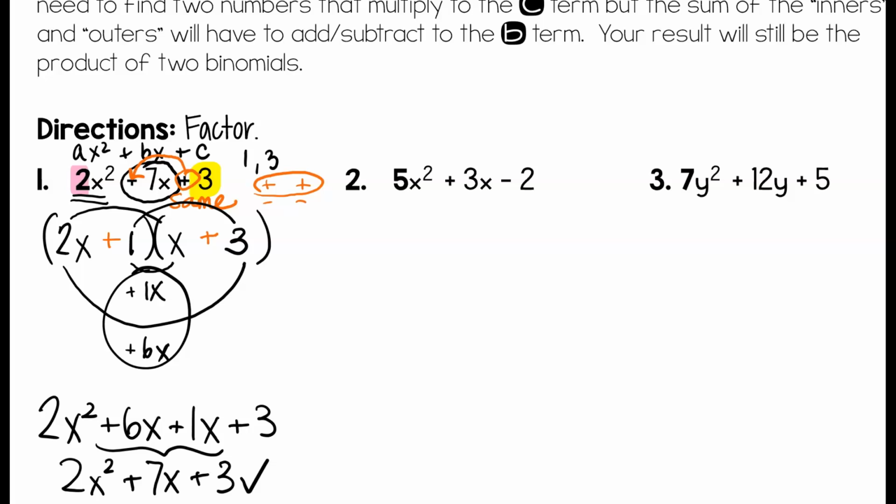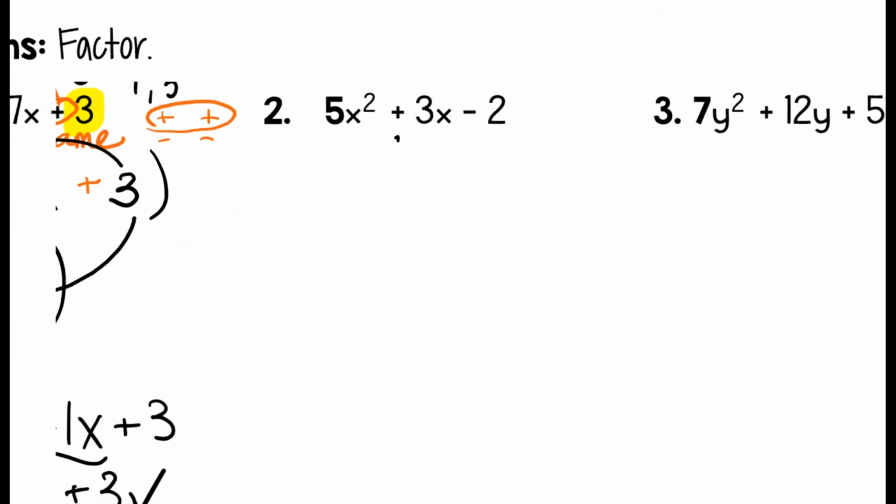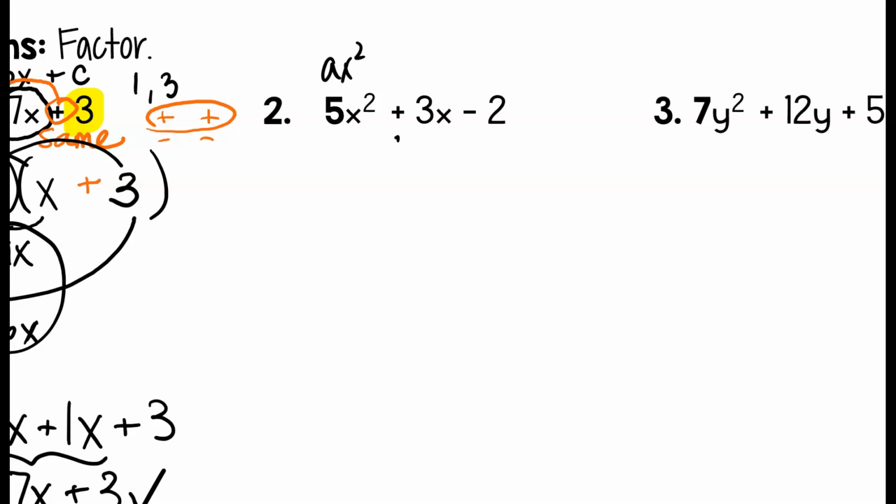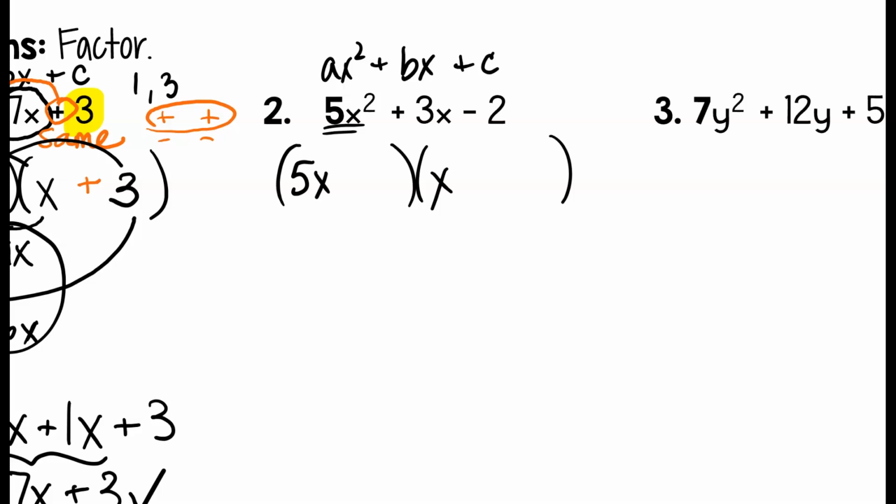The next one. Again, our leading coefficient is not equal to 1. So this is a little bit of a curveball. We make two sets of parentheses and we try to figure out, how do I get to 5x squared? Well, because 5 is prime, that would be just 5x and x. Now, just like always, we look at our C term. Our C term is 2. That's also nice because 2 only has the factors of 1 and 2.